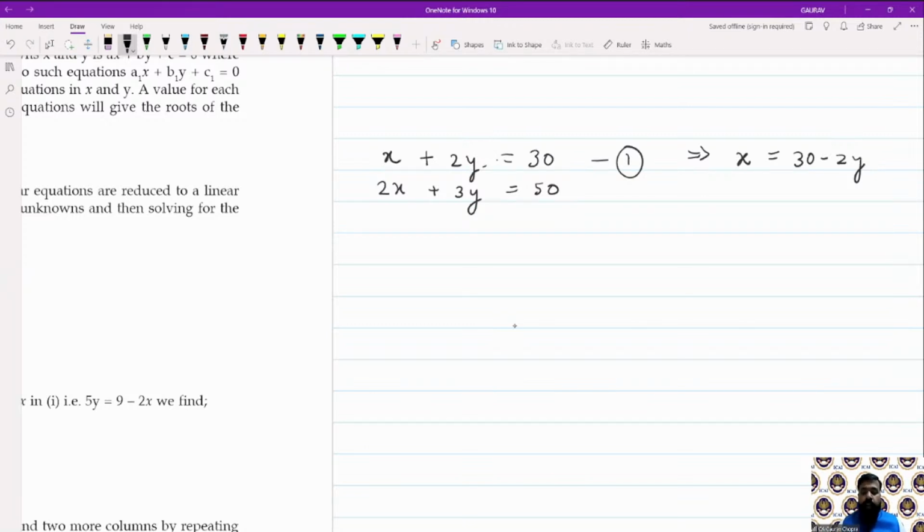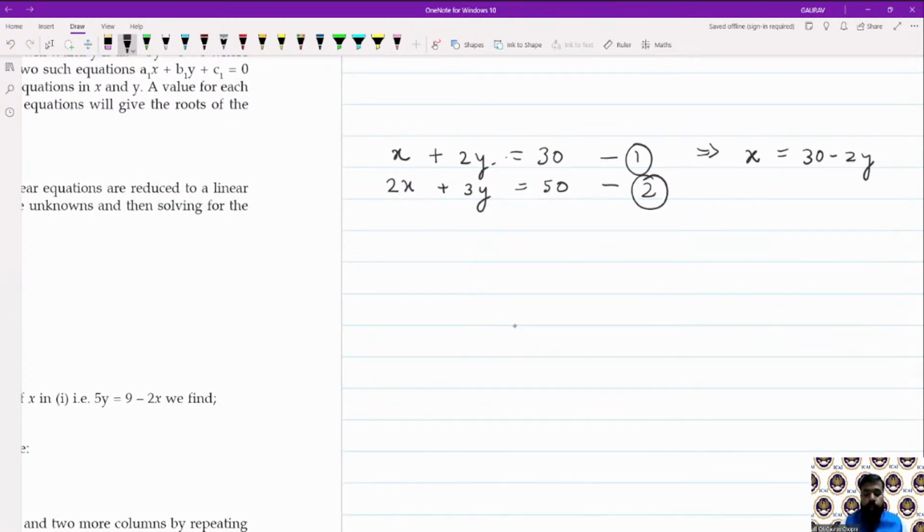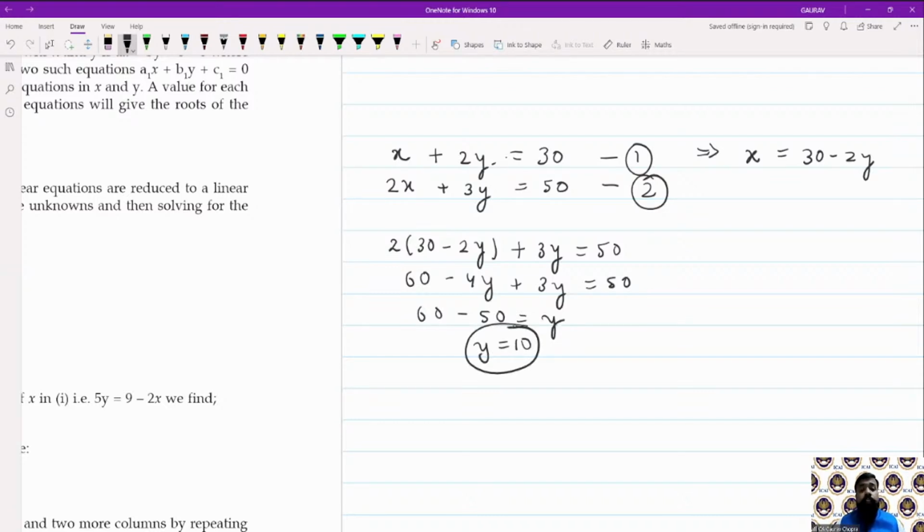Now we can substitute this value of x in the second equation. So what will happen? 2 into (30 minus 2y) plus 3y is equal to 50. Then we can multiply them. 60 minus 4y plus 3y is equal to 50. So 60 minus 50 is equal to y. Therefore, the value of y is equal to 10. So in this way, we can calculate the value of y. Now, if we substitute the value of y, then we can find the value of x. So x is equal to 30 minus 2 into 10. So x is equal to 10. The value of x is equal to 10.